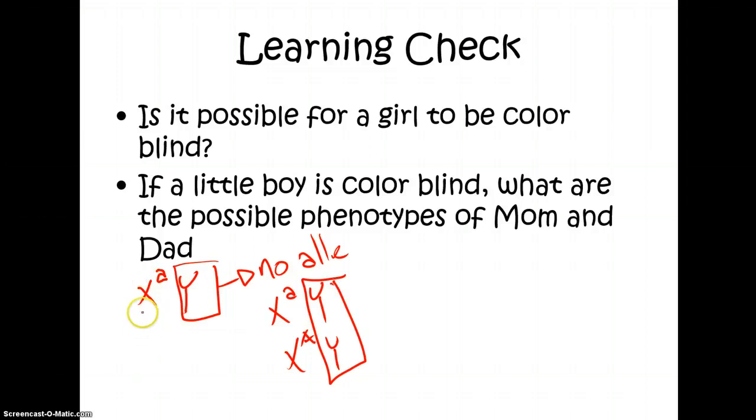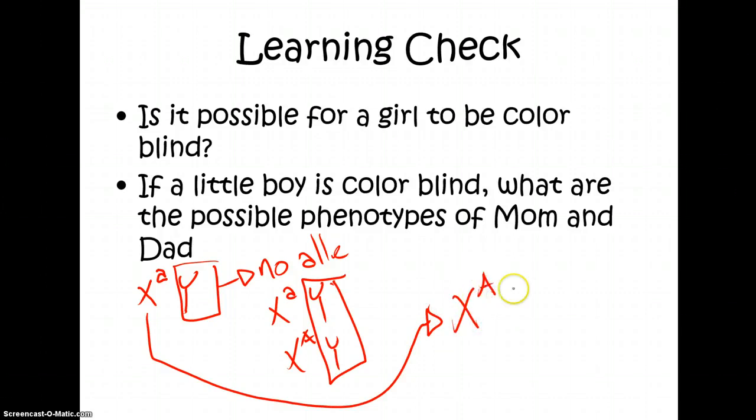Okay, mom on the other hand, we know mom has to be a carrier. So mom could be big A, little a, and then the son could have inherited this X, or mom could actually be colorblind. Right? We just talked about that. Okay, those are the possible phenotypes of mom and dad.